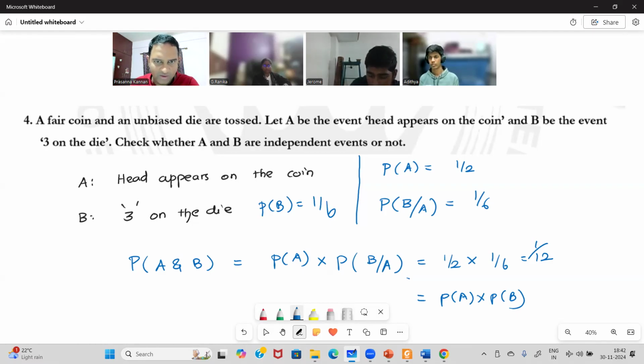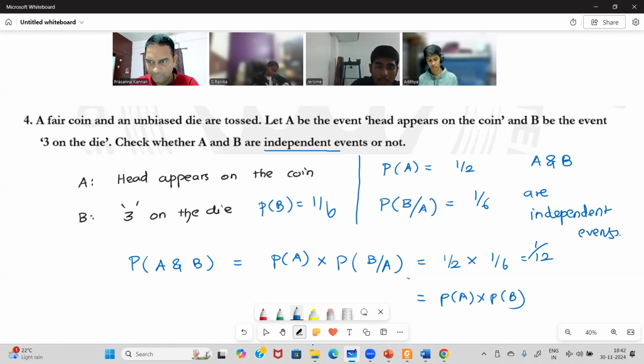So these two are what? Basically, they are independent events. So A and B are independent events. That's the conclusion. Any doubts in this, Jerome? No, sir. Is it clear? What about you, Aditya? Clear? Okay.